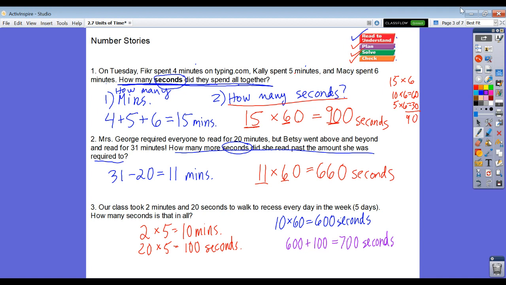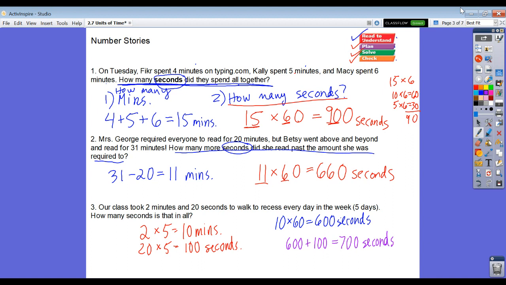Let's talk through these and see what you got. So for number 2, Mrs. George required everyone to read for 20 minutes, but Betsy went above and beyond and read for 31 minutes. How many more seconds did she read past the amount she was required to?